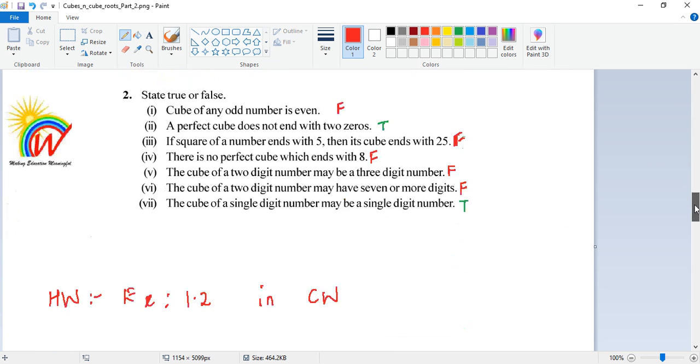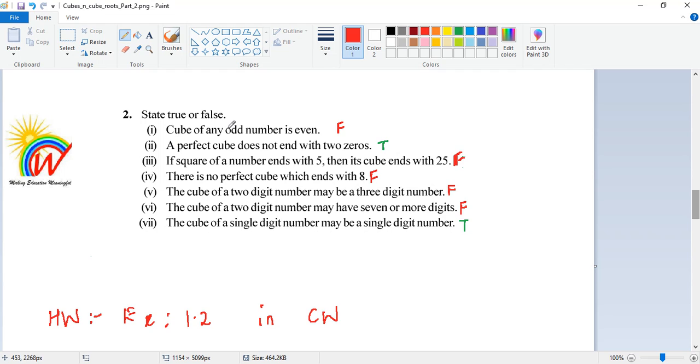Now we'll come to the second question, straight true or false. It says the cube of any odd number is even. So that's false, right? Because last time we learned the cube of an odd number is going to be an odd number, and the cube of an even number is also going to be an even number. So this is a false statement.